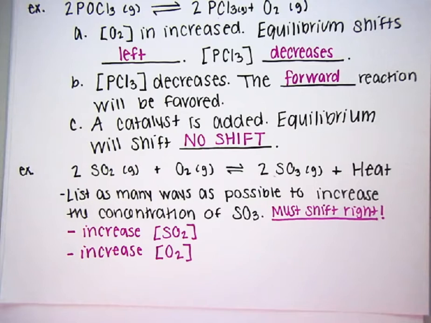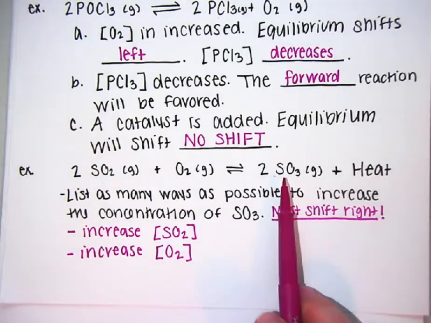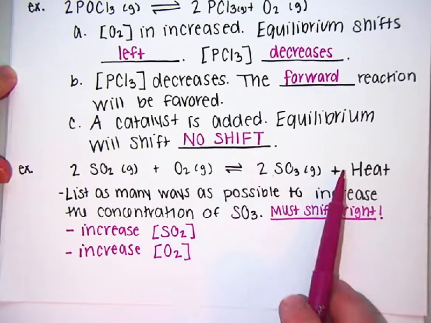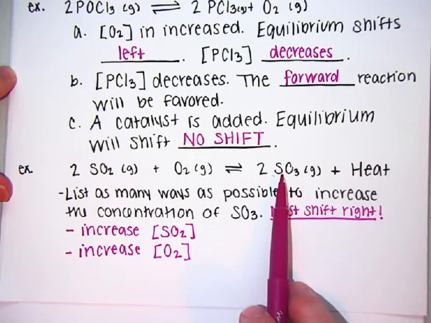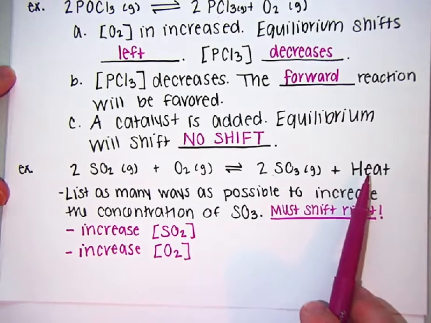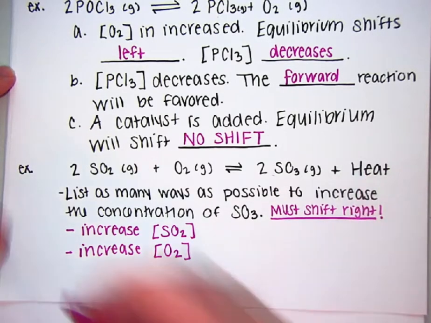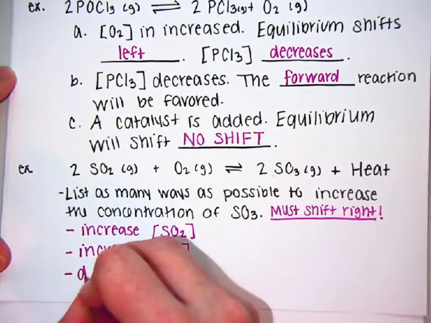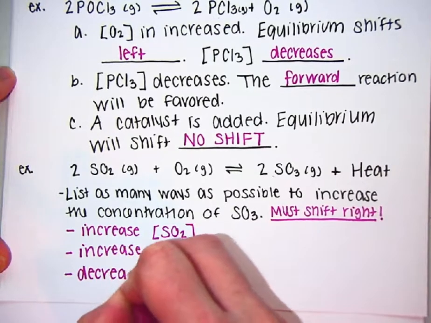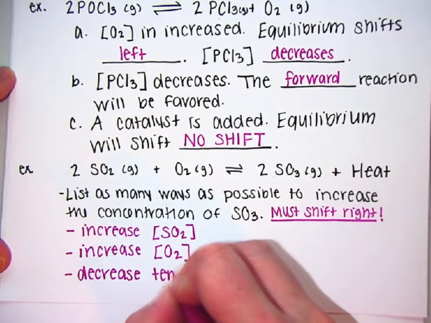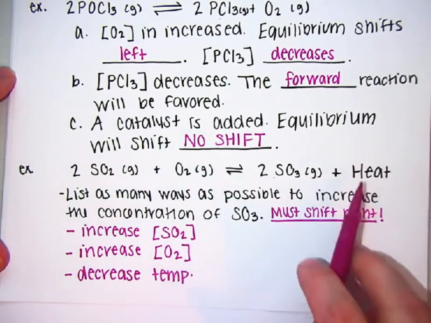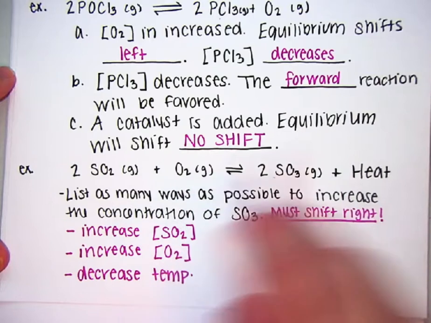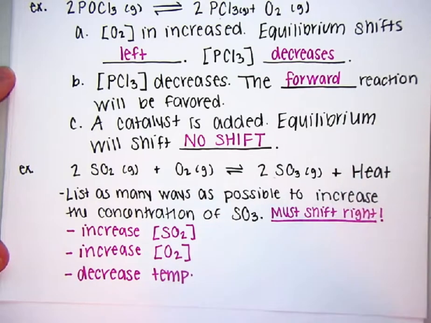Let's talk about temperature. Would I want to increase or decrease the temperature to shift it right? Well, if I wanted to shift right, it is going to produce more sulfur trioxide, but it's also going to produce more heat. So that means the way that we force it to produce more heat is by decreasing the temperature. If we decrease temperature, we restore equilibrium by producing more heat. It's going to shift to the side where heat is being produced.